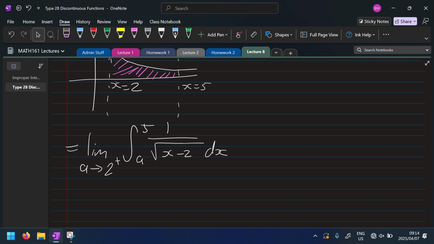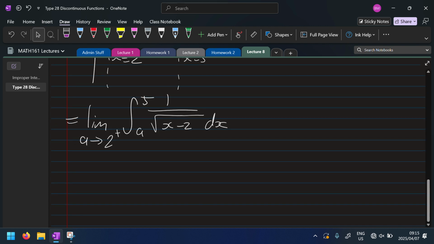And we'll see later when we take the limit, if we have the limit as a goes to 2, the limit is undefined. If you take the limit as a goes to 2 plus, then the limit is defined and we can substitute. As before, we ignore the limits. We do the integral as normal, treating it like a normal definite integral. And then at the end, we take the limit.